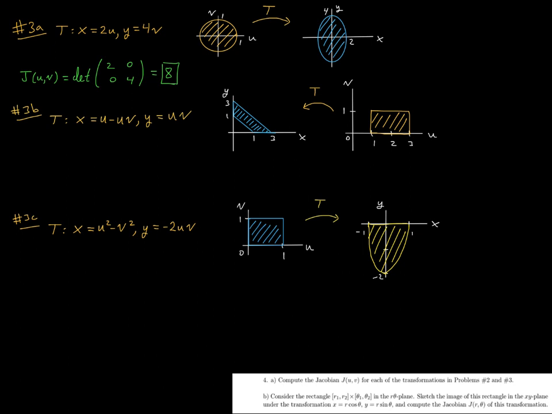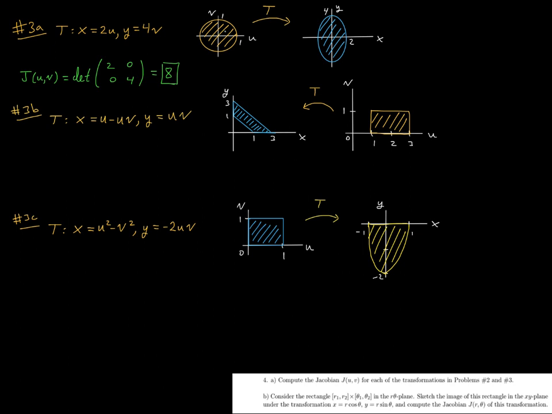So now let's go ahead and look at the transformations for problem 3. Now, part A is so similar to 2A. I've just done it here already. So x is 2u and y is 4v, and we get this Jacobian of 8.